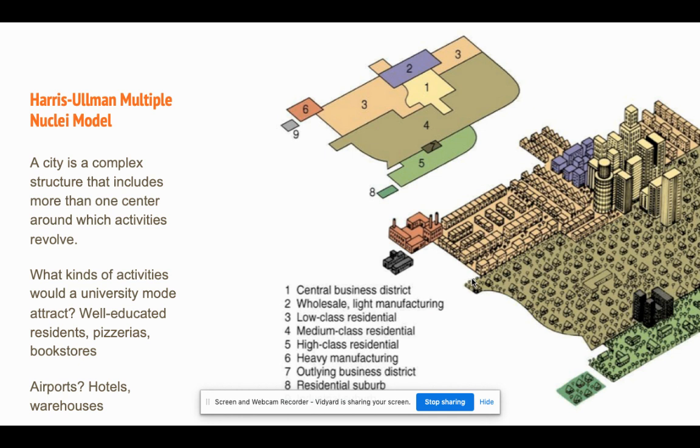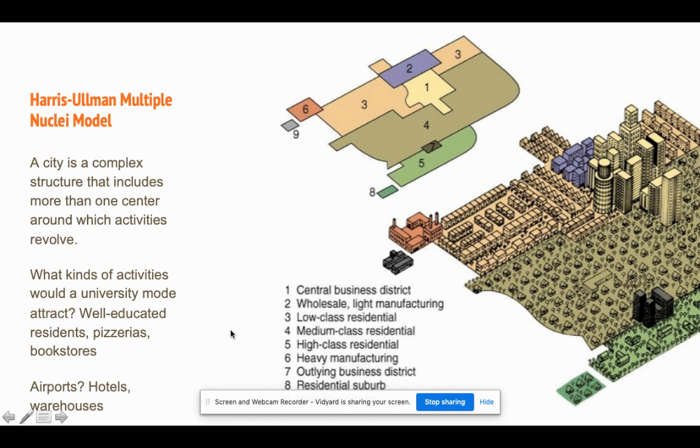In this model, there's not just one thing that things grow out of. Now, there's still a central business district, and we can see in that map that there's still going to be an area of skyscrapers and economic activity, but there are other centers in the city where activity grows around. So, for example, we have an area of what's called wholesale light manufacturing. So this light manufacturing can be considered its own little nucleus, okay? An outlying business district, this area right here, can be its own nucleus where growth has come out of. We have residential suburbs that can be their own nucleus. Medium-class residential areas that are their own nucleus.